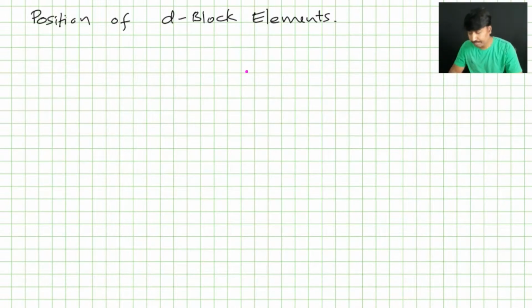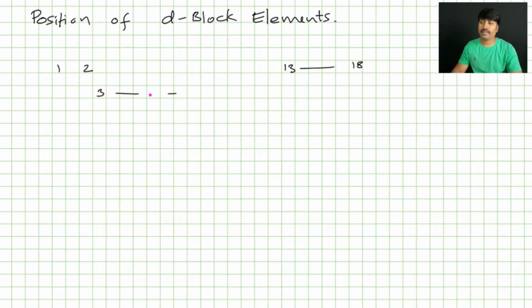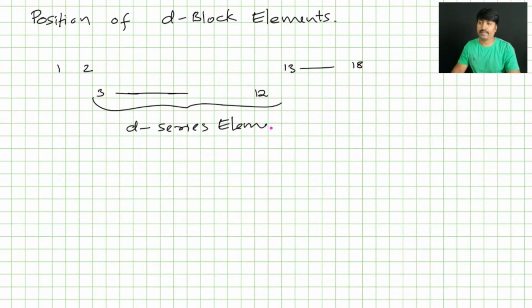Very simple part is that in the periodic table you have seen that there is 1, 2 and there is a gap, and then it starts with 13 to 18. Now from here, from group number 3 to group number 12, this position in the periodic table is occupied by D series elements. D series elements are there. Now the position, if you want to talk, they are in between the 2 and 13th group.